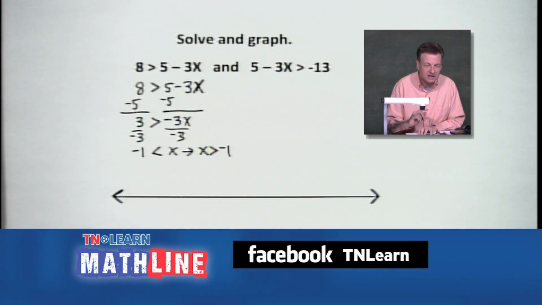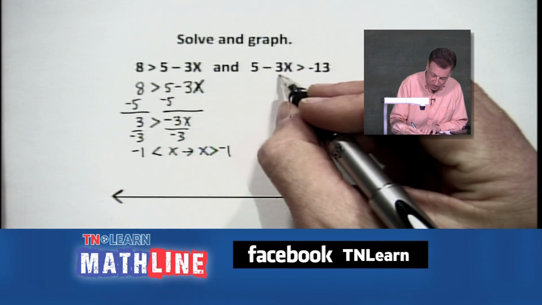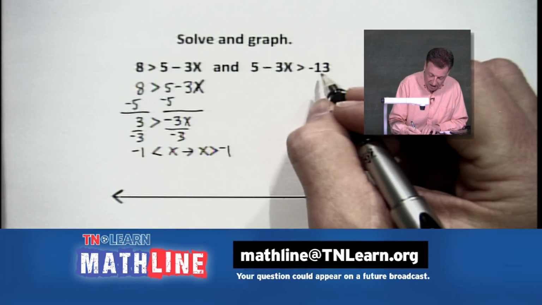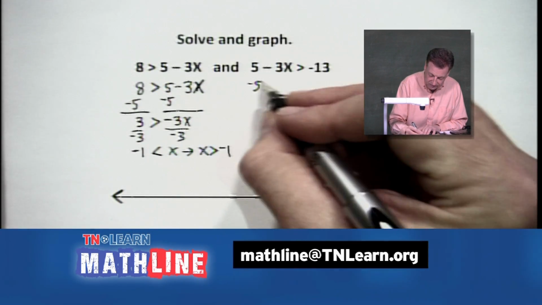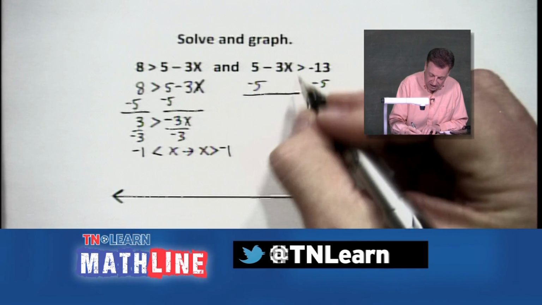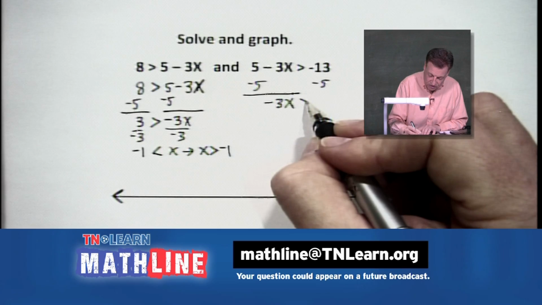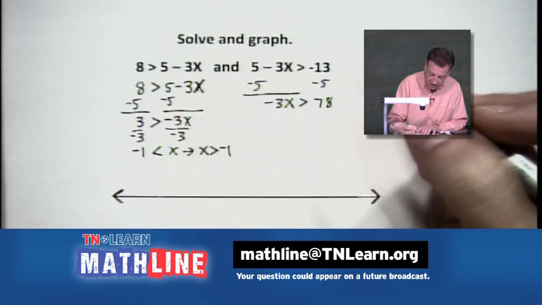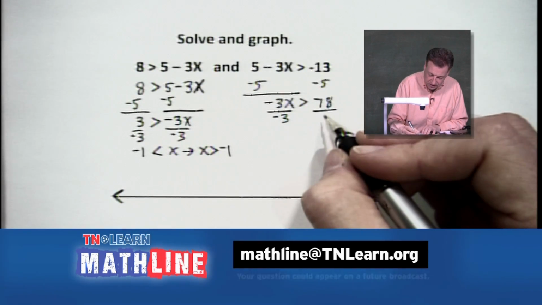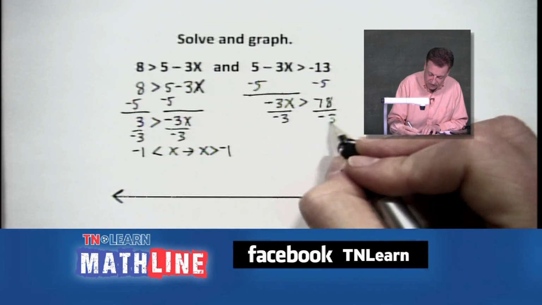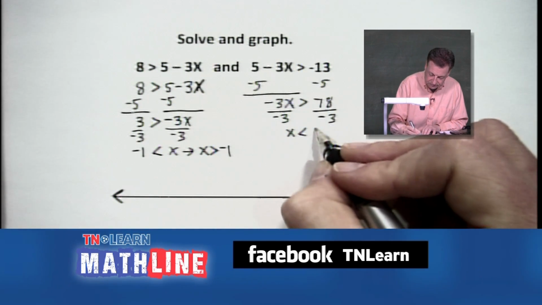That's the story there. Now, let's take a look at our other situation here. What's going on over here? Well, it looks like we're going to have values here. What happens here? Let's see. We're going to subtract 5. And we're going to have negative 3x. And it looks like it's going to be greater than negative 18. When we divide by negative 3, what are we going to pick up here? We're going to divide by negative 3. We're going to end up with x less than 6.